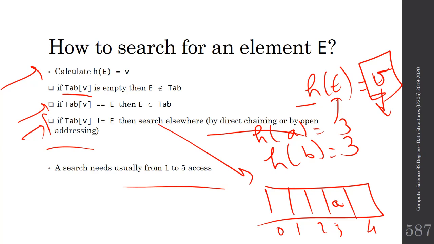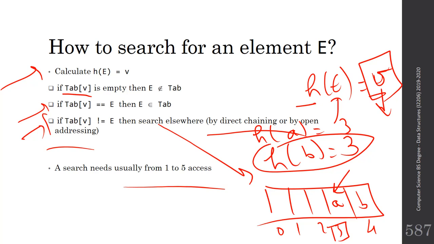So let's say I have a function that tells me, okay, you can place it in the next empty cell, so I will place B there. And then I need to find B. I need to find out if B is in the hash table. So obviously I will redo the same. So potentially I should find B at position 3. However, I look here, I find A, and A is not B.